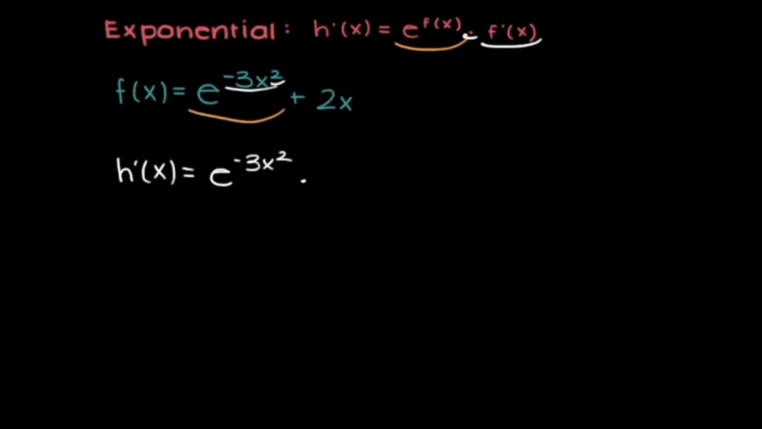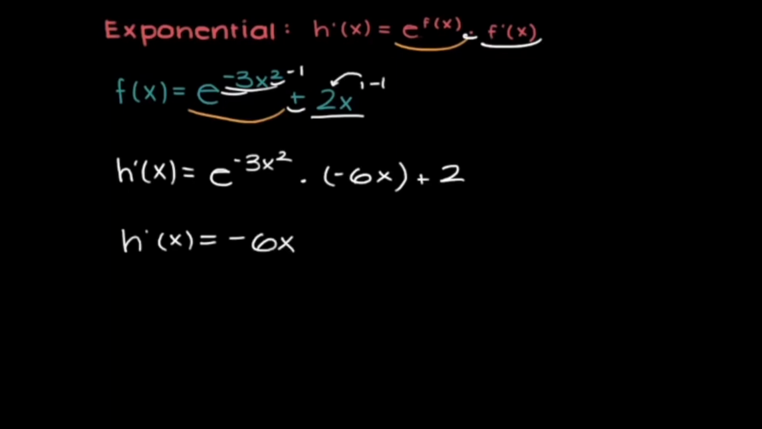So it's 2 times negative 3 equals negative 6, and then we will subtract the 1 from the exponent, so it stays with 1x. And then we add the derivative of that number, so it's 1 times 2 equals 2, and we subtract 1, so it stays with no x. So now, these numbers, we need to arrange them. So h derivative of x equals negative 6x e to the negative 3x squared plus 2.